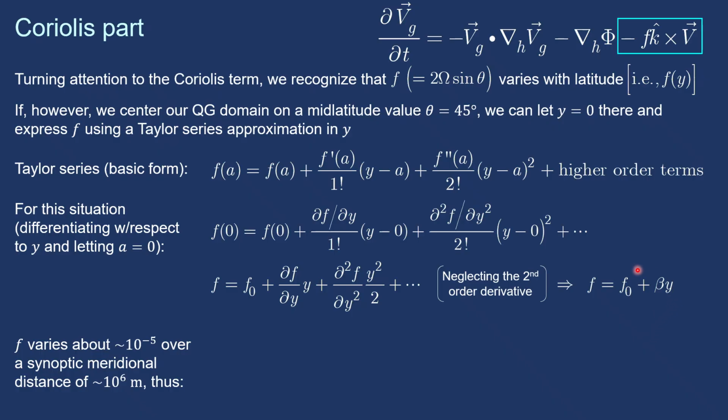And to determine the relative importance of these terms, we would need to do some scaling on our beta y term here. And to do that, we recognize beta is the change in f with respect to y. And we recognize also that f, if you compute it, varies roughly, to a first approximation, by 10 to the power of minus 5 over a synoptic meridional distance of about 1,000 kilometers.